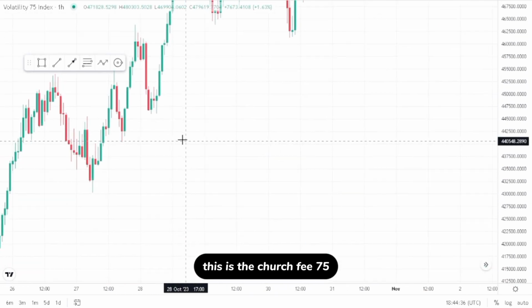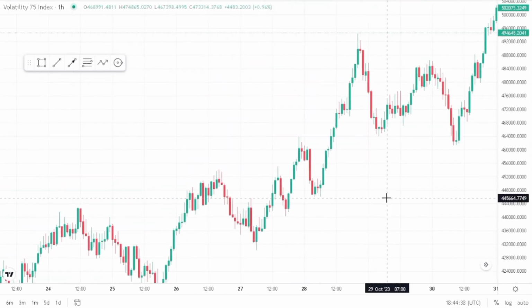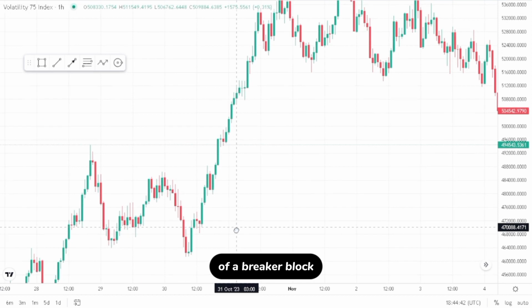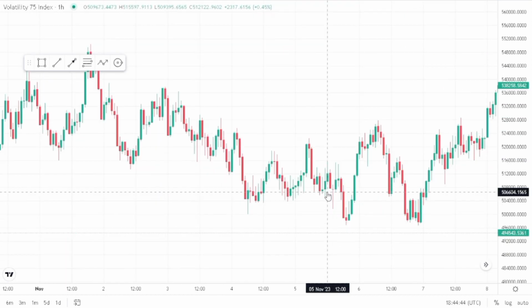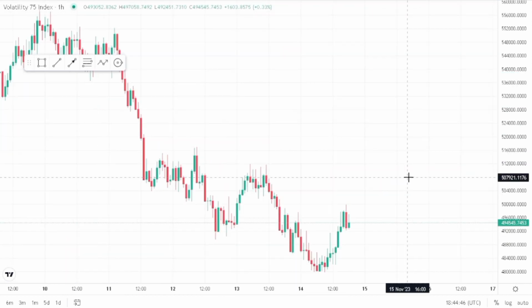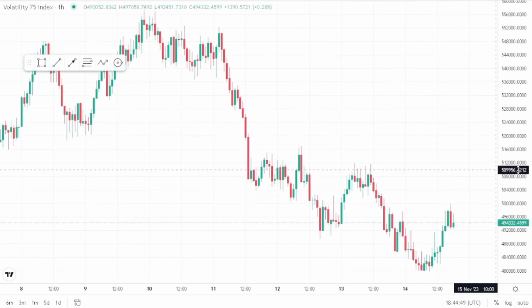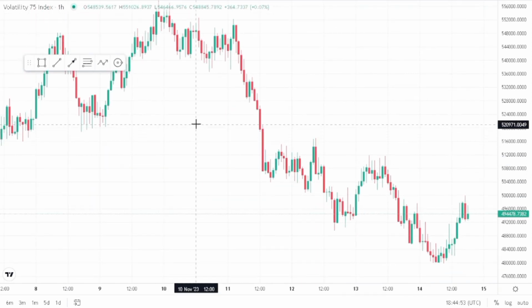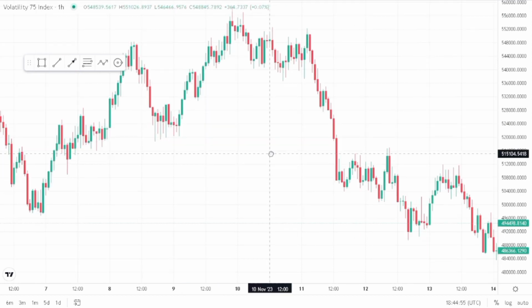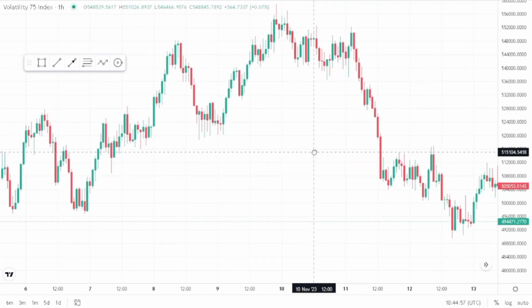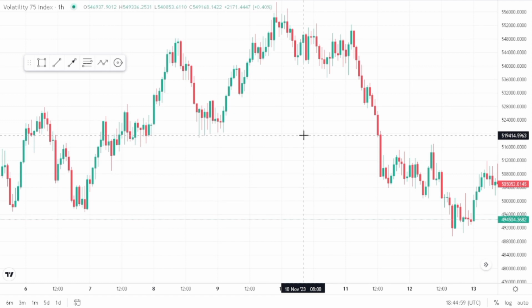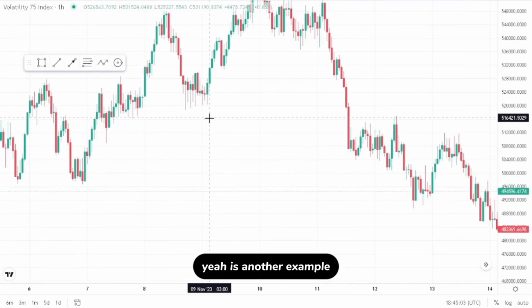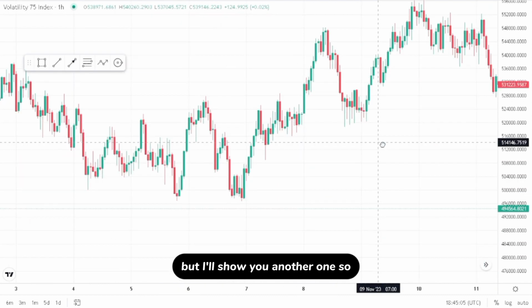This is the chart, V75. Now let me look for another example of a breaker block. Yeah, this is another example, but I'll show you another one.